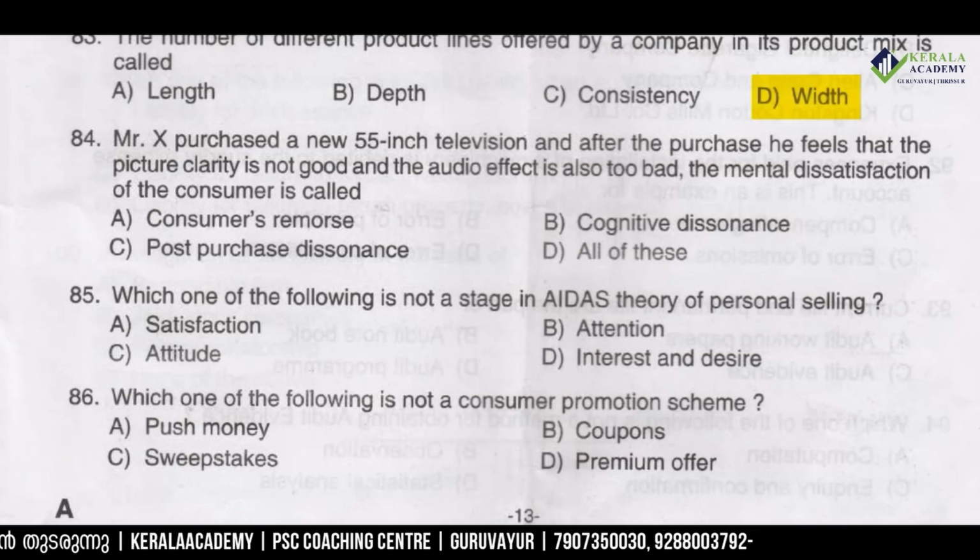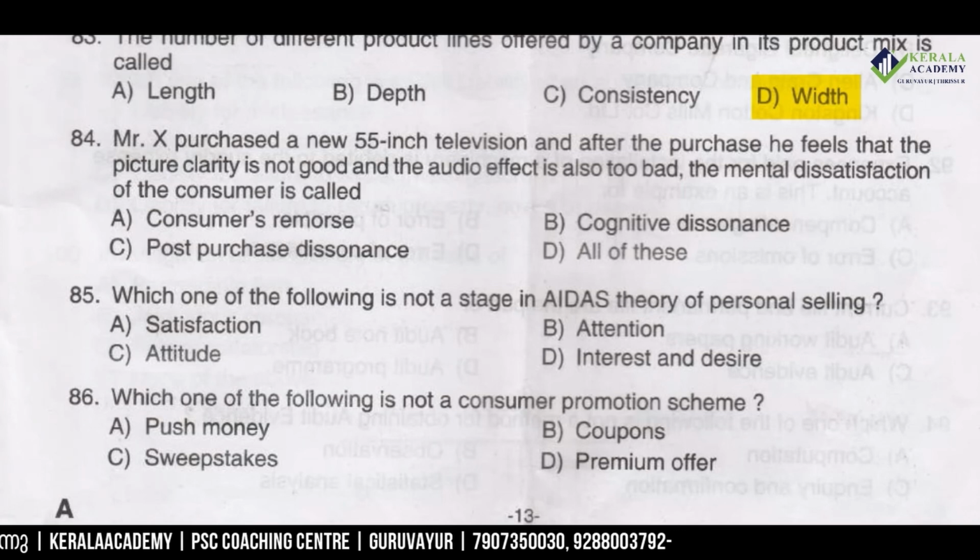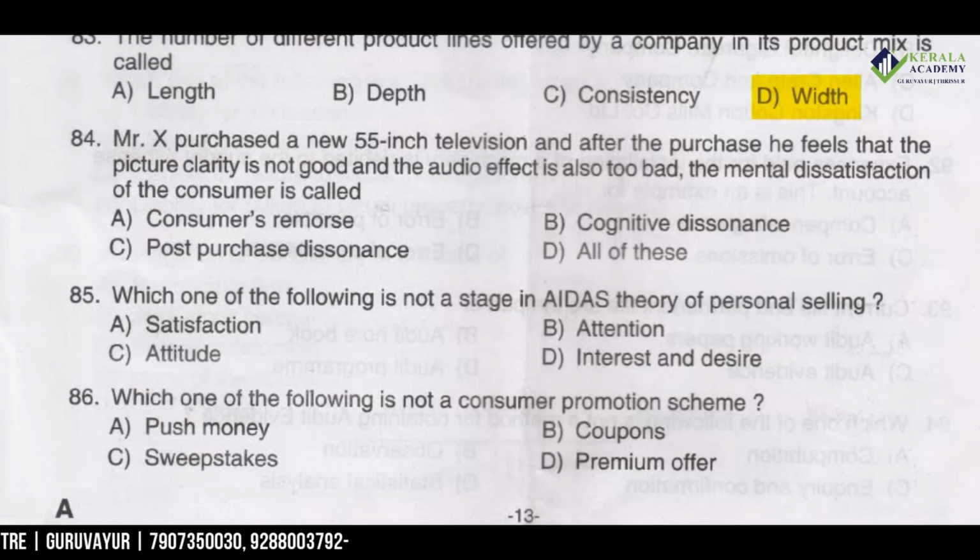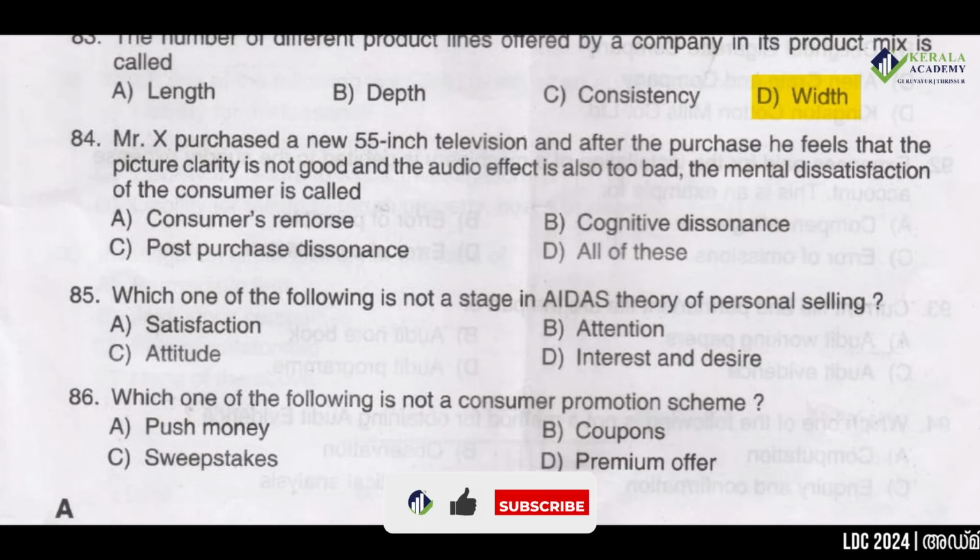Mr. X purchased a new 55-inch television and after the purchase, he feels that the picture clarity is not good and the audio effect is also too bad. The mental dissatisfaction of the consumer is called consumer's remorse, cognitive dissonance, post-purchase dissonance, all of this. Correct answer option D, all of this.